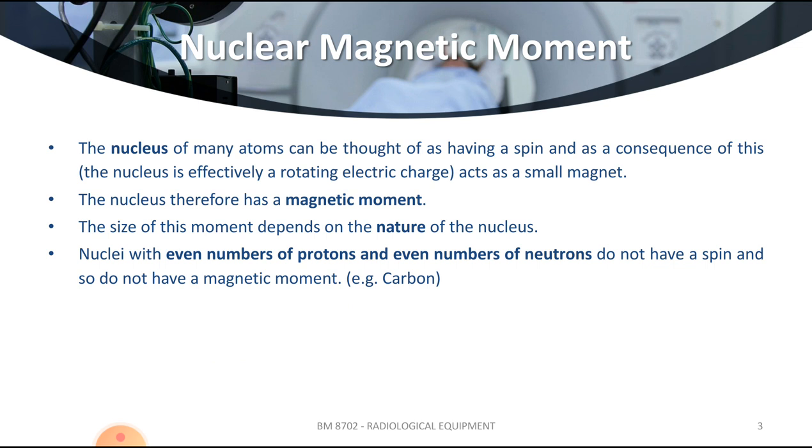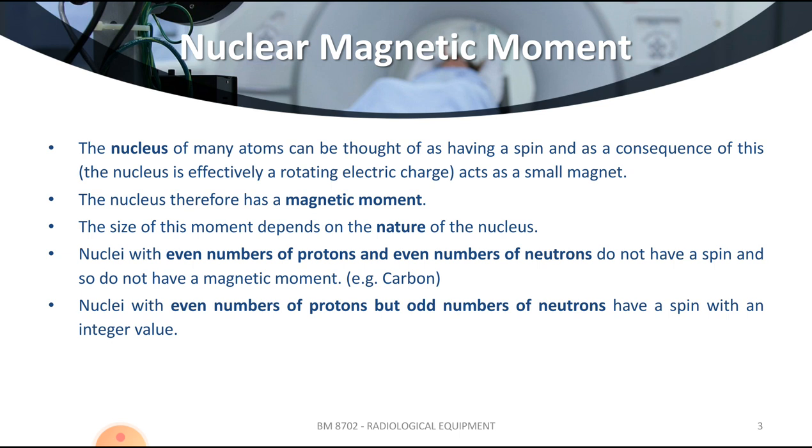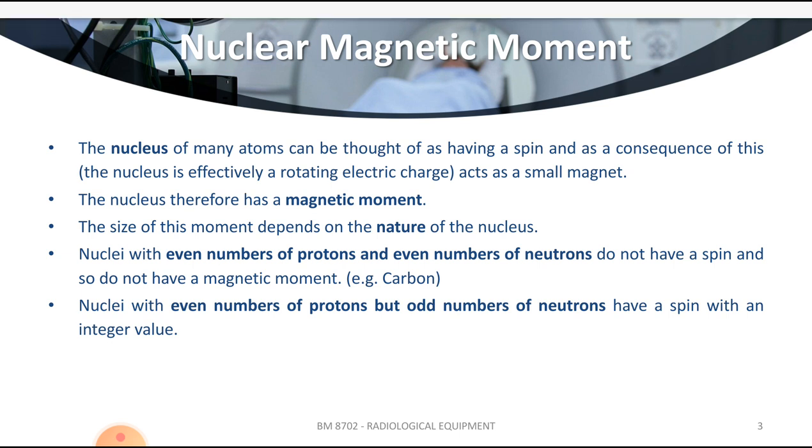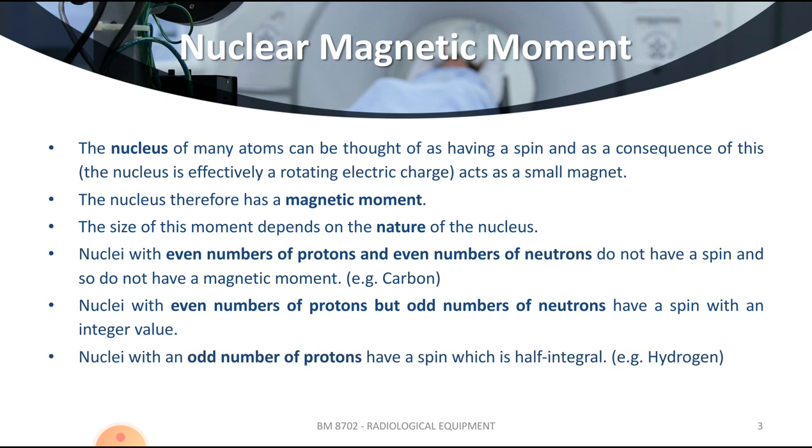So, nuclei with an even number of protons and an even number of neutrons do not have a spin and they do not have a magnetic moment. An example of this type is carbon. Nuclei with an even number of protons but an odd number of neutrons have a spin with an integer value. And nuclei with an odd number of protons have a spin which is half integral. The hydrogen atom, which is profusely found inside our body, has this type of spin, a half integral spin.